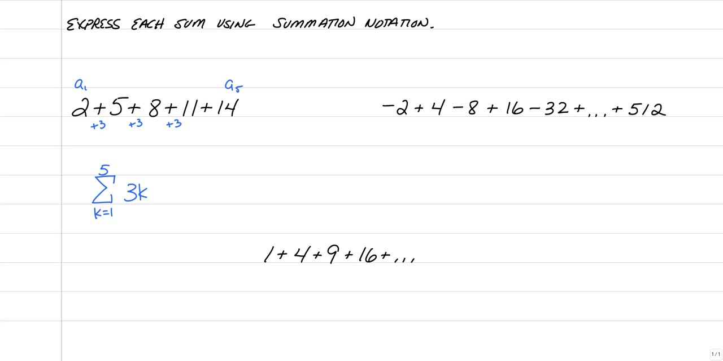But we need to see if 3 times k actually gives us what we're looking for. So if we were to substitute k in, 3 times 1 is 3, not 2. So we actually need to subtract 1. And now test a couple, and you can test them in your head. So what if k was 2? So a sub 2 would be 3 times 2 is 6 minus 1 is 5. Yes, we got it right.